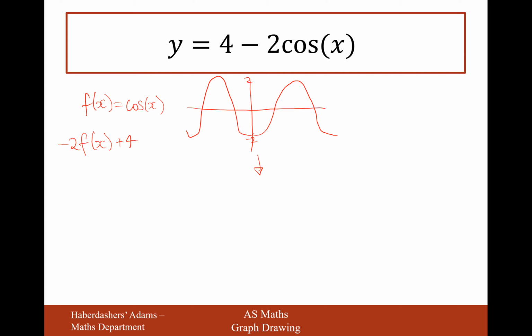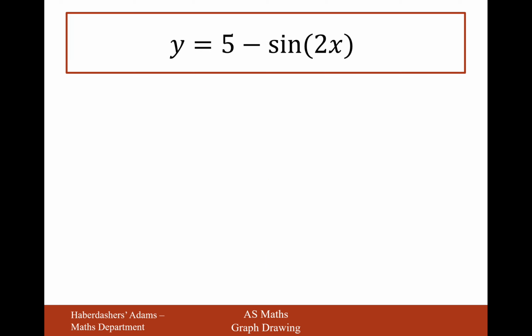But then when it gets moved up by 4, it's going to have a new minimum at 2, a new maximum at 6, starting at 2, and it's going to go up, then down. And this one's going to go up, then down as well. So there we are, that's the answer to this question. Right, moving on to the next one.